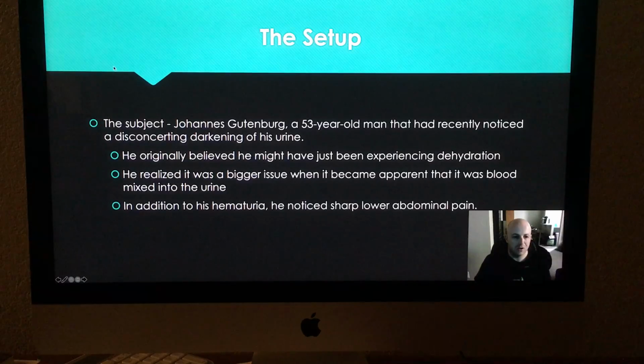Okay. So, the setup for this urogram is I have a subject named Johannes Gutenberg, a 53-year-old man that had recently noticed a disconcerting darkening of his urine. And sometimes you're just dehydrated. He didn't really think much of it at the beginning. He thought it just might go away with time. He started to realize it was a bigger issue than he originally thought once he noticed that there was more blood in his urine than anything else. And in addition to his hematuria, he noticed a sharp lower abdominal pain. Okay. Starting to get a little more serious then.